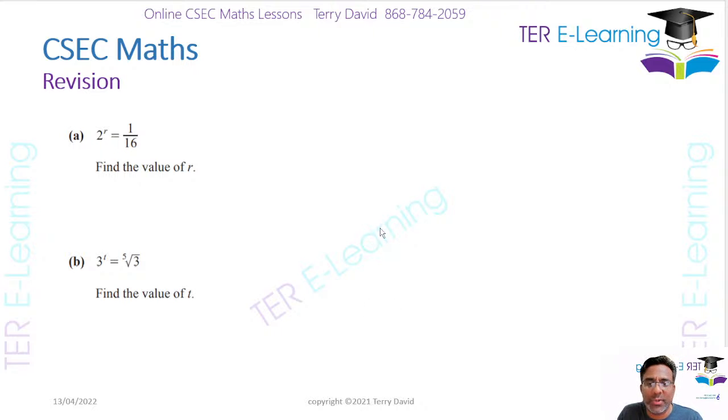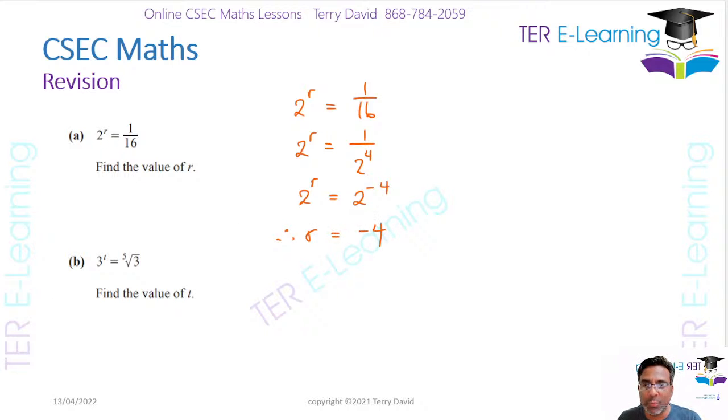Alright, so we have a next one here. We have 2 to the power r is equal to 1 over 16. Now this is an indices question. So look at what we're going to do here. 2 to the power r, right? 16 can be written as 2 to the power 4. 1 over 2 to the 4 can be written as 2 to the power minus 4. So therefore, r is equal to minus 4.